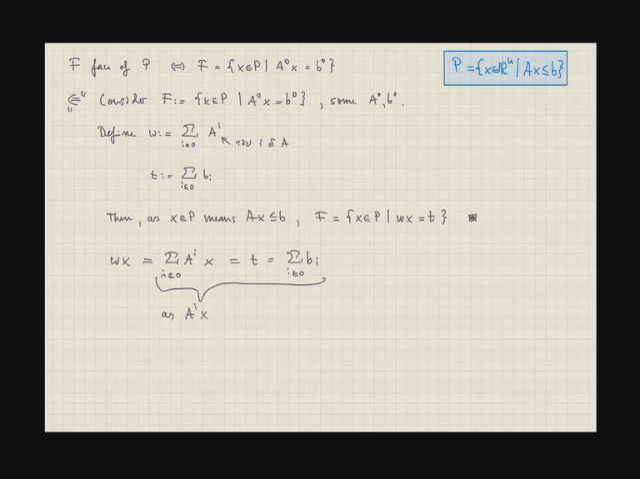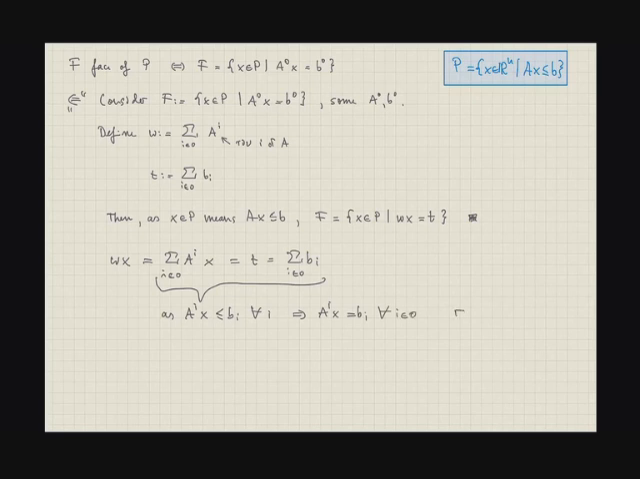a_i x is smaller or equal than b_i for all indices, actually for all i, right? Because we are still talking about a point from the polytope which fulfills all the defining inequalities. That implies that if they are fulfilled in aggregation, then I must have equality everywhere, right? So a_i x is equal to b_i for all selected indices i.